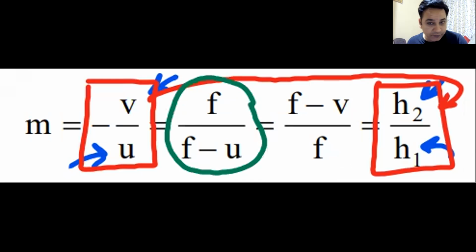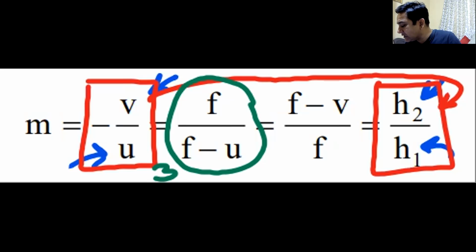The green formula is the formula of magnification in terms of u and f. If you can remember it, it's good. Otherwise, you can always find v from u using the mirror formula and then put it in the original formula. Do we understand this? Yes, sir. So this green formula is formula number 3. Same formula, instead of minus v by u, v has been eliminated.